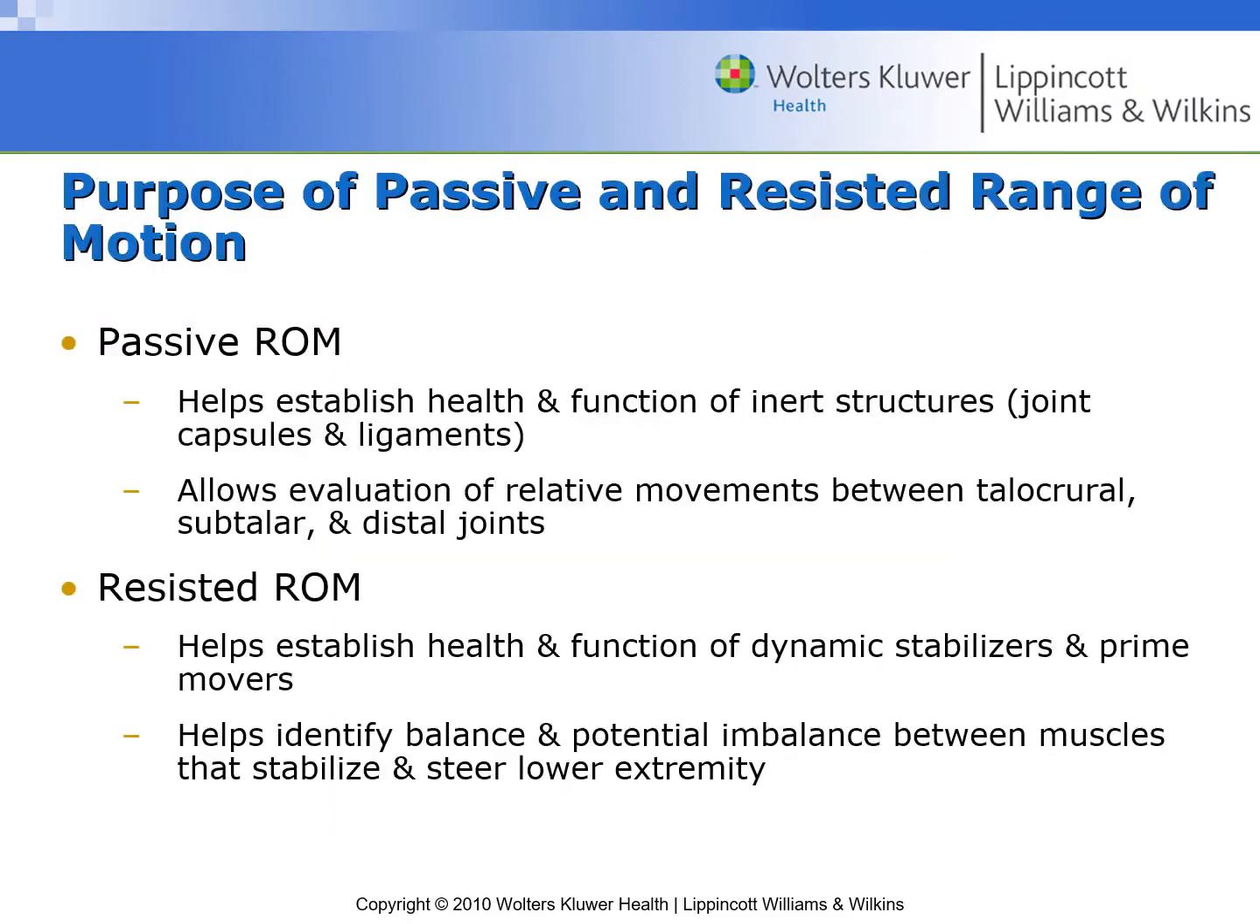Now let's consider the purpose of passive and resisted range of motion of the leg, ankle, and foot. Passive range of motion helps to establish the health and function of inert structures such as the joint capsules and ligaments. It allows evaluation of relative movements between talocrural, subtalar, and distal joints. Resisted range of motion helps establish health and function of dynamic stabilizers and prime movers. It helps to identify balance and potential imbalance between muscles that stabilize and steer the lower extremity.